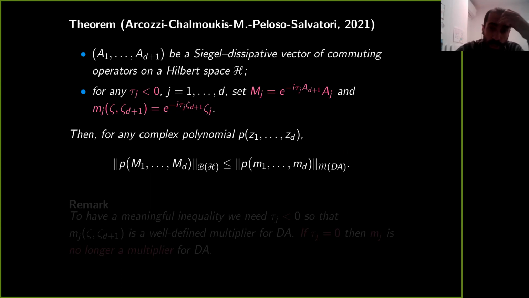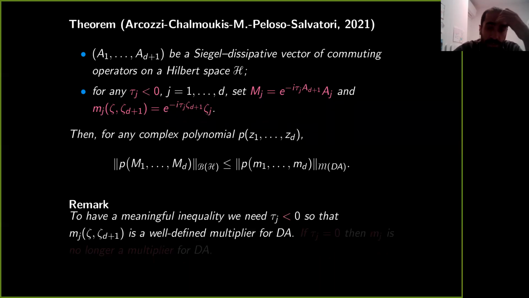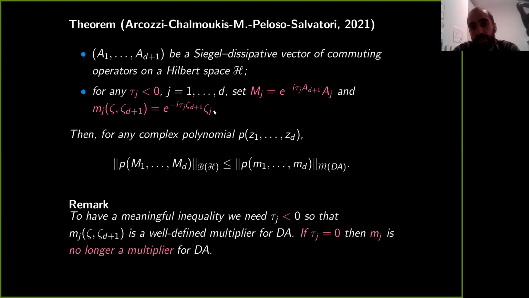So I want to point out that we do actually need this tau j to be strictly negative, because if not, these functions turn out not to be multipliers for the Drury-Arveson space. If tau j is 0, this is no longer a multiplier. So what I'm saying is that multiplication by a coordinate is not a bounded operator in our setting.